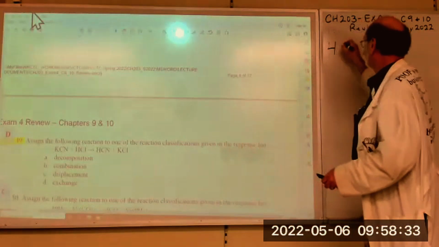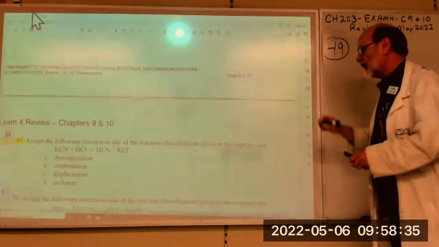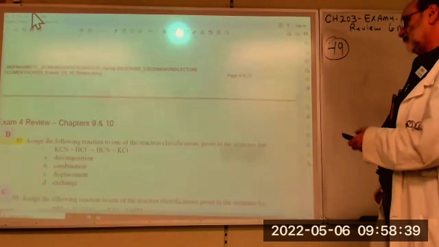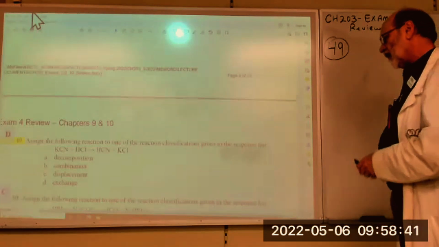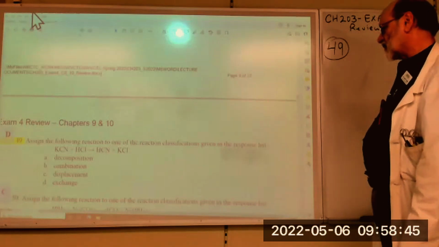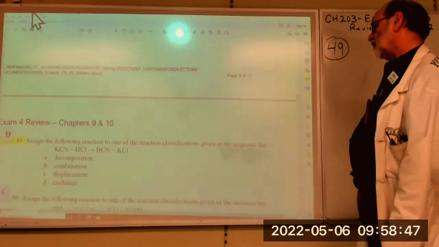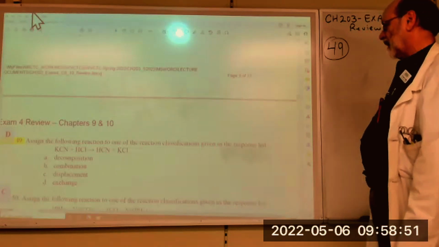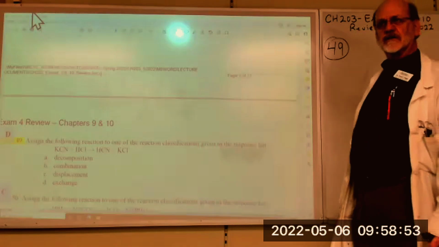49. Assign the following reaction to one of the reaction classifications. Oh, okay. So what do we got here? Potassium cyanide and hydrogen chloride yield hydrogen cyanide and potassium chloride. It looks like we've got an exchange reaction.